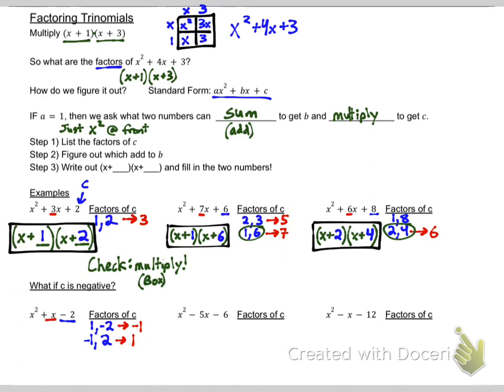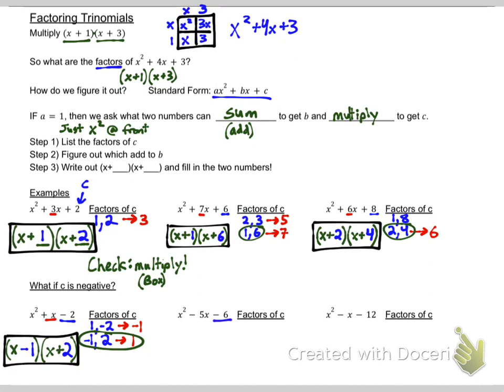Well, what do we want? Remember, when there's nothing in front of the x, there's an invisible 1. And that's going to be positive because it's plus 1. So we want this one. So we write down x minus 1 because of the negative 1, and x plus 2. And that is the factor of that trinomial.